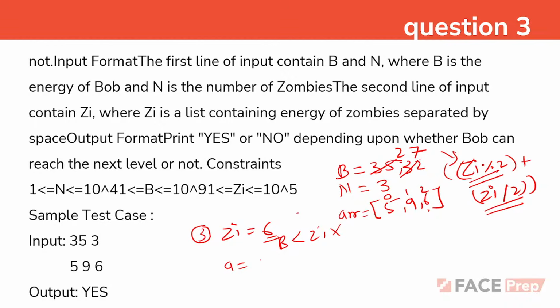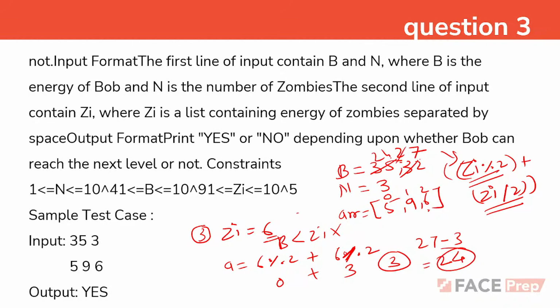So A equals 6 mod 2 plus 6 by 2. So 6 mod 2 is going to return 0, right? Plus 6 by 2 is going to return 3. So Bob is going to lose 3 energy, which is 27 minus 3, which is nothing but 24 over here. So it's going to be 24.